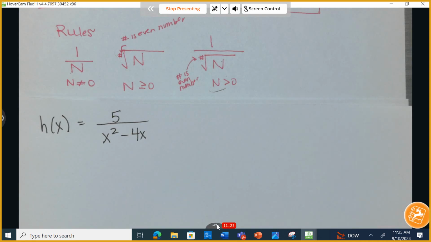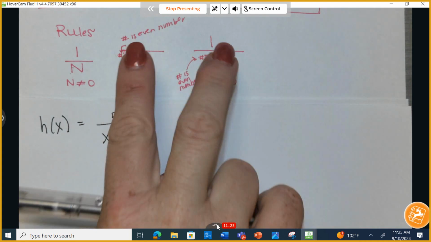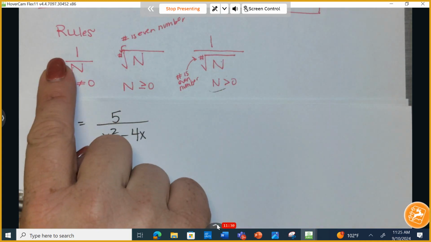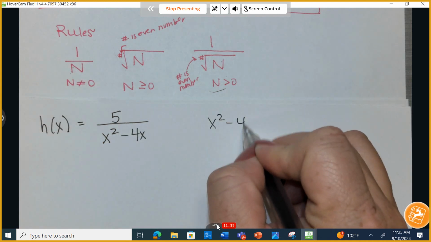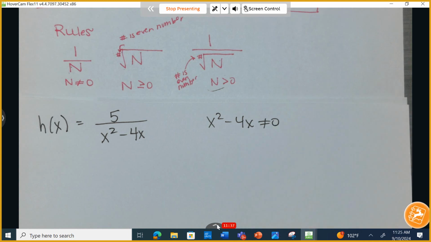Okay, let's look right now. I am on number 7. So I don't see any radicals. I don't have to worry about rules 2 and 3, but I am looking at rule number 1. I know that the bottom can never equal 0. So x squared minus 4x cannot equal 0.